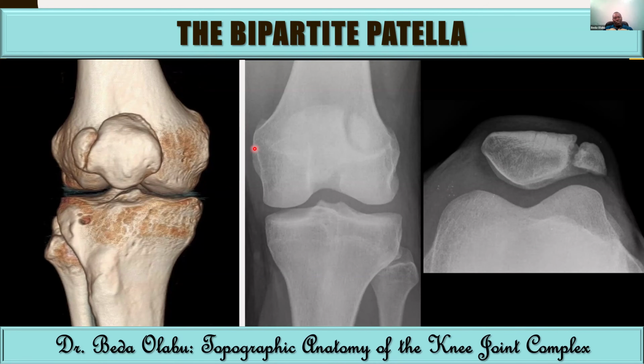This is an example of a bipartite patella. This is a different individual from these two, but these two are from the same individual. We can see something there, which you can see nicely. It may be confused with a fracture, but that is basically a bipartite patella. This is a different individual. You can see that separation between this and the main mass.